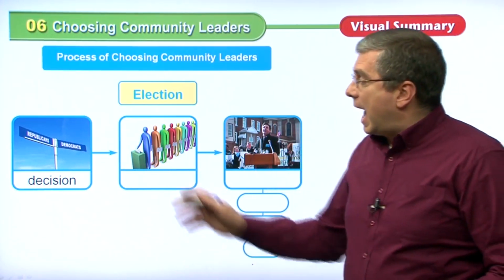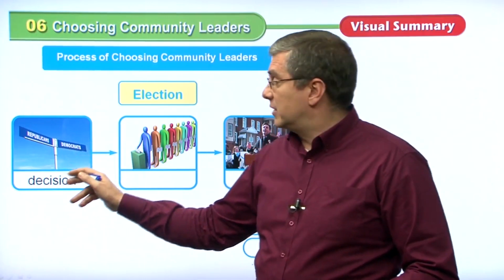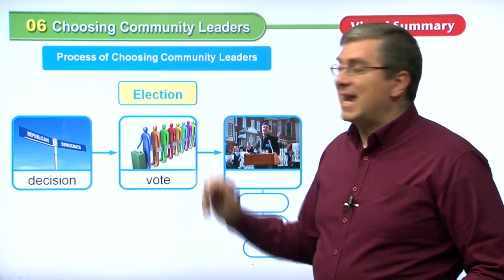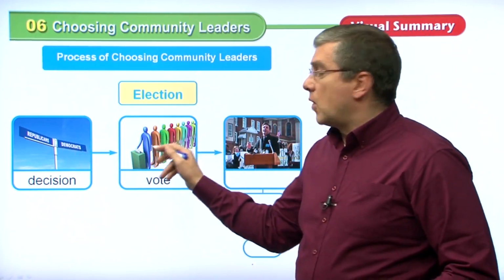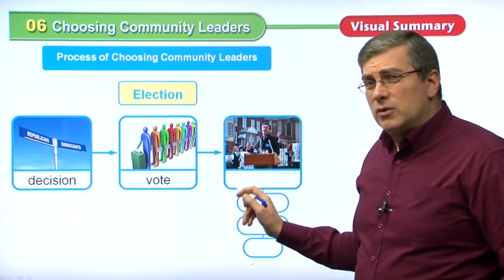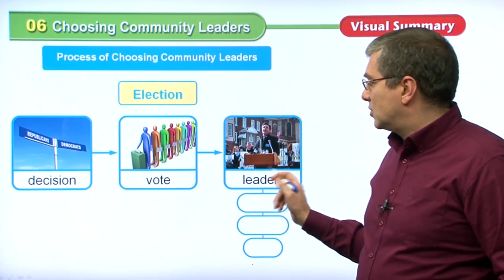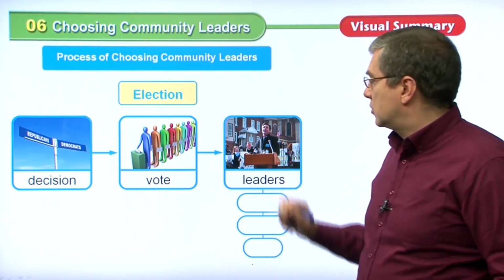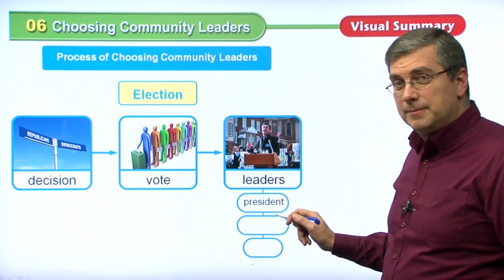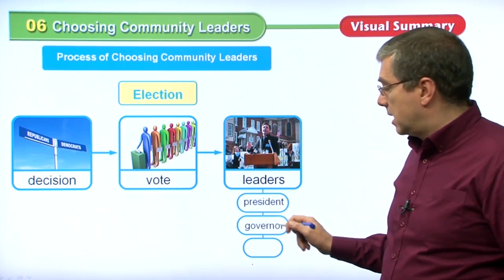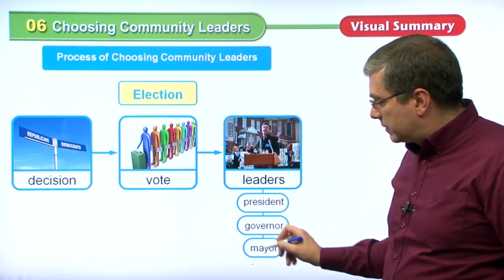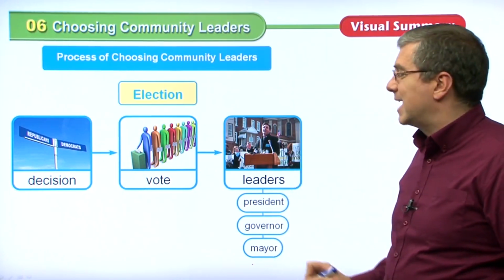Make a decision. After a person, an adult, has made their decision, what do they do? They go and they vote. They cast their vote in an election. So these people are voting. Now, after the votes are counted, what happens? You can imagine that the leaders are chosen. Leaders are chosen. And what kind of leaders do we have? Of course, we have a president who is the leader of a country. What is the leader of a state? A governor. And what is the leader of a city or a town? A mayor. So leaders are chosen, and these are 3 types of leaders. These are 3 examples of leaders.